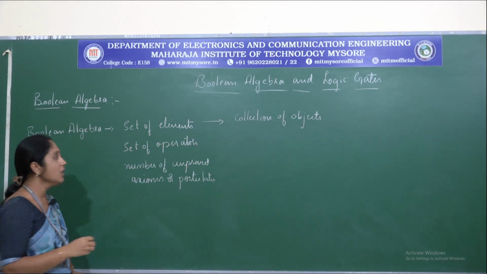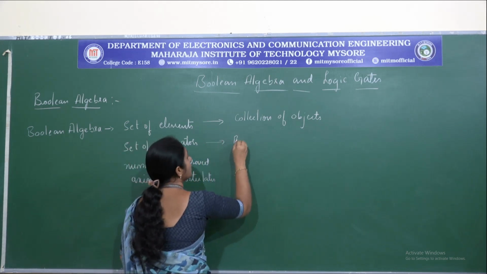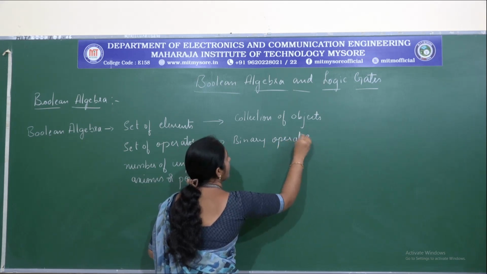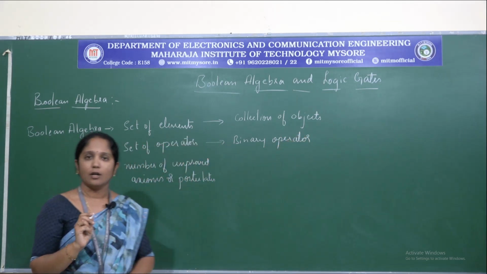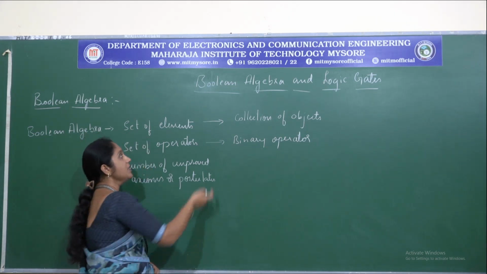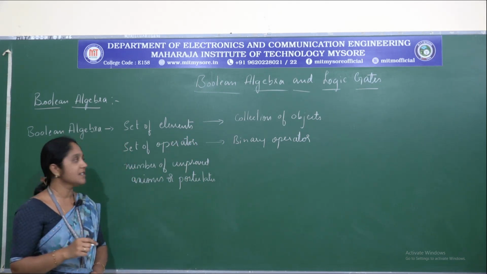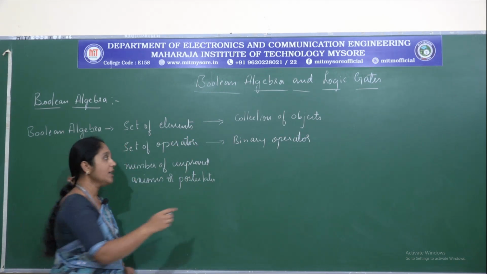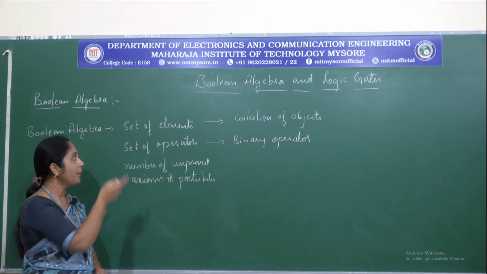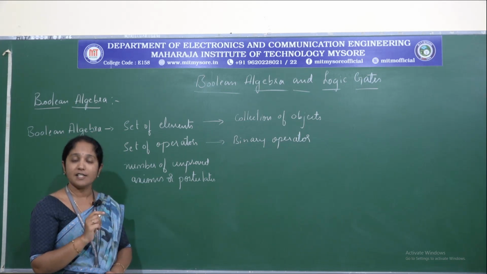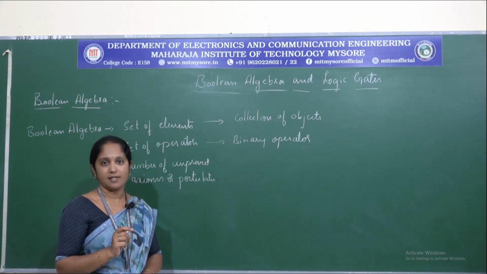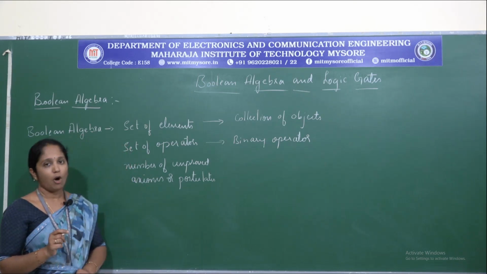And the set of operators are the binary operators. A binary operator is a rule which is applied on a pair of elements which are in the set. Let us consider the set as S. A binary operator is a rule that is applied on each pair of elements of S, which gives another element in the same set S. That can be considered as the operator.